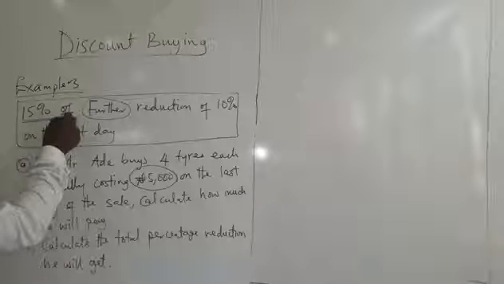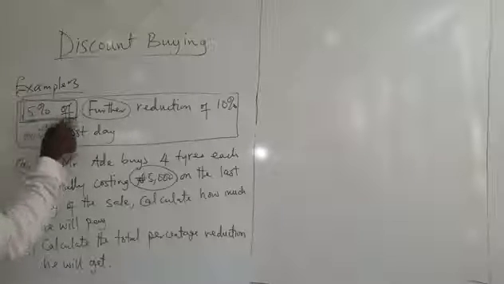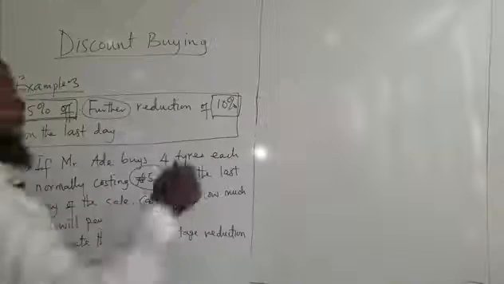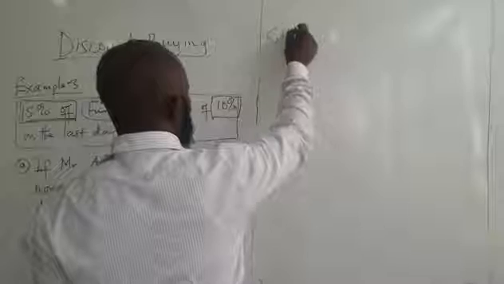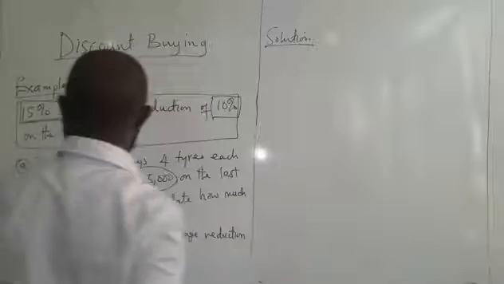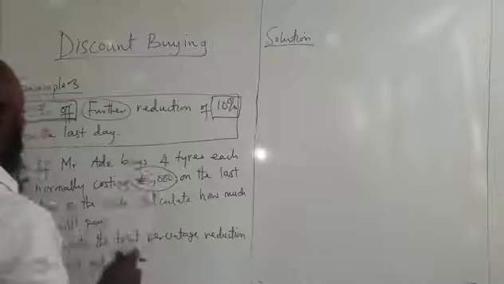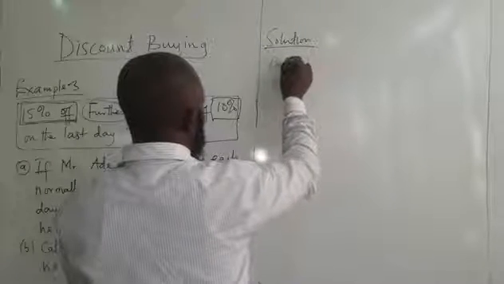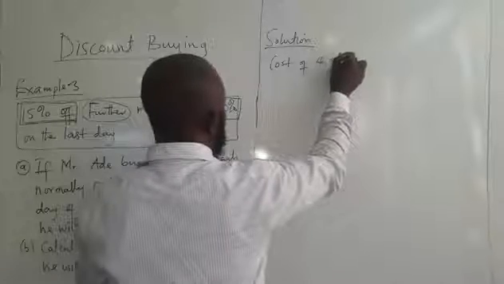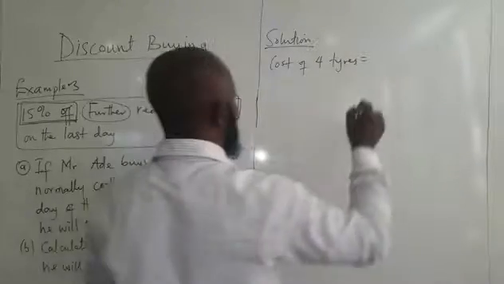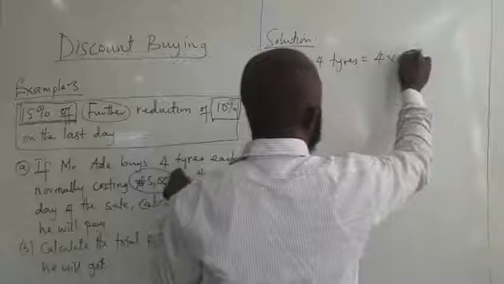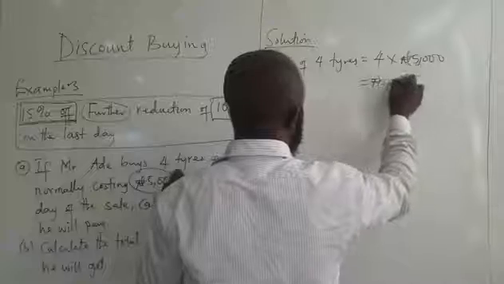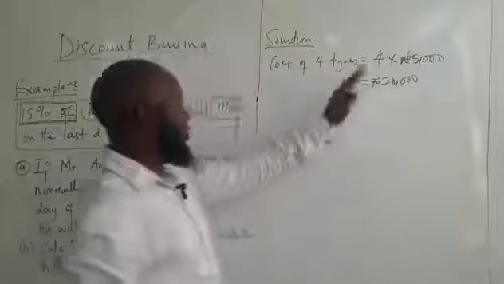So which means he's going to have the advantage of the first 15%, then the advantage of the second 10%, right? So how do we do that? So, solution here. First thing we need to calculate: he bought 4 tires. So the cost of 4 tires will be 4 multiplied by 5,000 naira. That gives us 20,000 naira. So this is the original cost of the 4 tires.